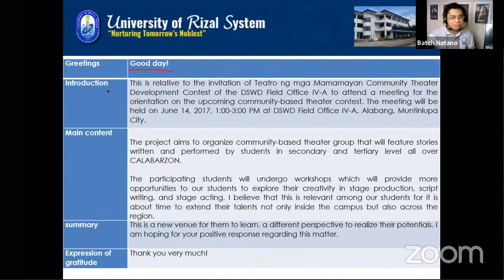So that gives an additional information of the content of the letter. Then we have the summary. The summary will give us, you are just reiterating what you have mentioned in a very brief manner. And also in your summary, you really need to express that you're expecting something from them.